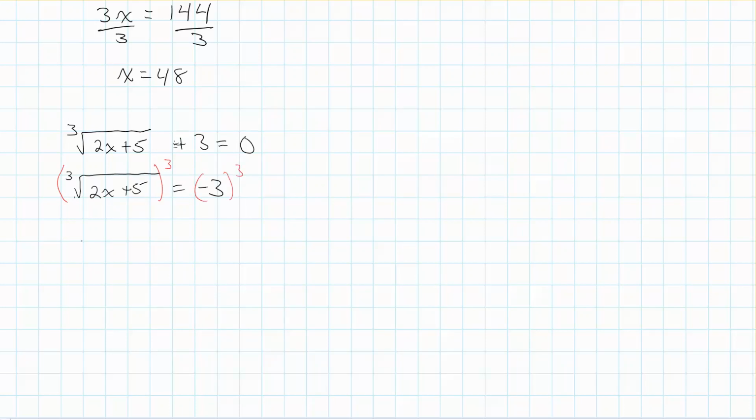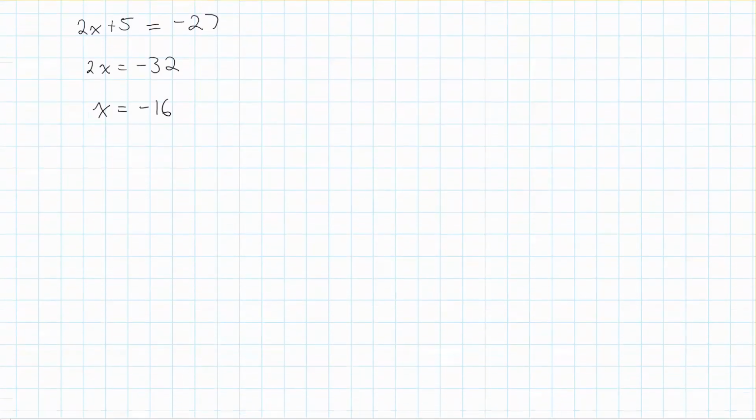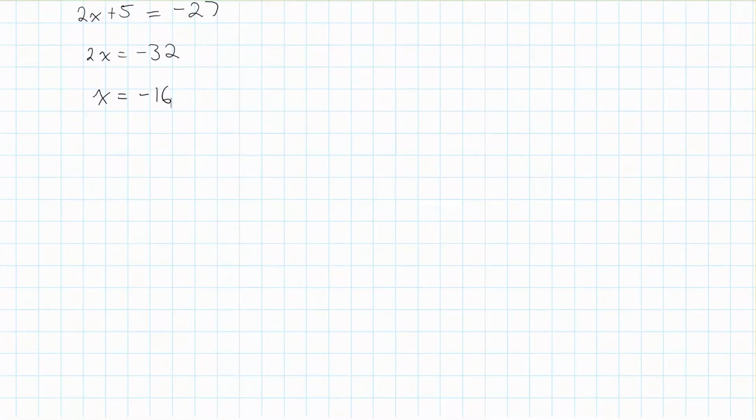And so then this would be 2x plus 5 is what I'm left with on the left-hand side, and this would be then negative 27. And now we just finish solving this equation. Subtract 5 from both sides, and you get 2x is equal to negative 32. Divide both sides by 2, and you get x is equal to negative 16. Now, when I say we have to make sure these make sense, let's look at an example here.